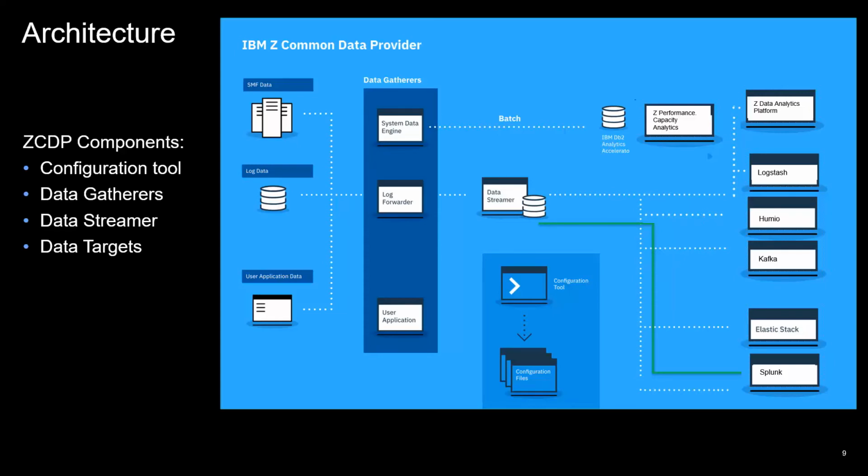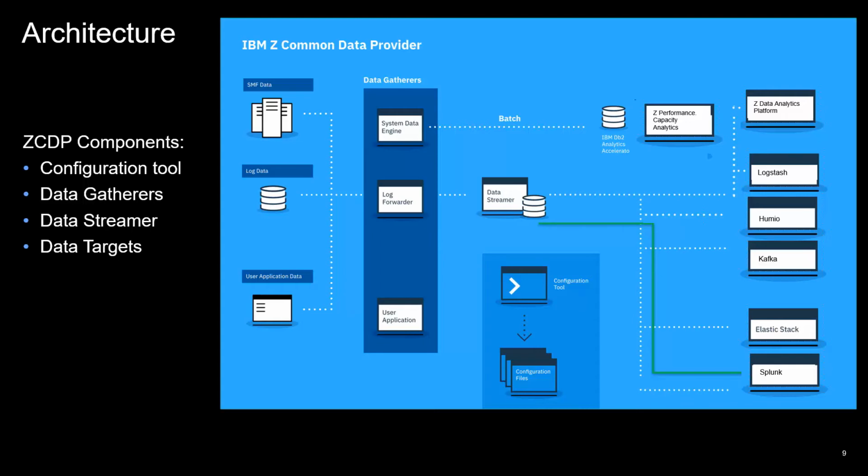Here's a look at the architecture of Common Data Provider and the components involved to perform all the capabilities that we just discussed. CDP has the following types of components: a configuration tool, data gatherers, a data streamer, and ultimately the subscribers or data targets. On the left-hand side of the screen, you see the potential data sources: SMF data, log data, or user application data. All of those data types are managed and collected with a data gatherer.